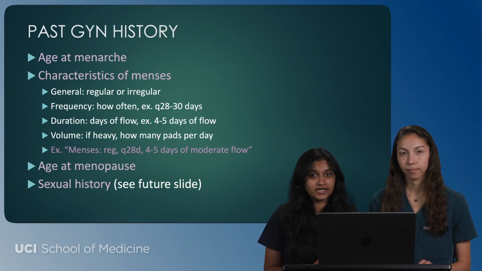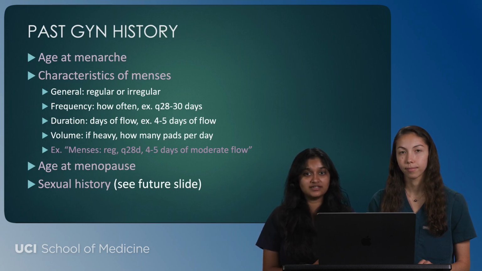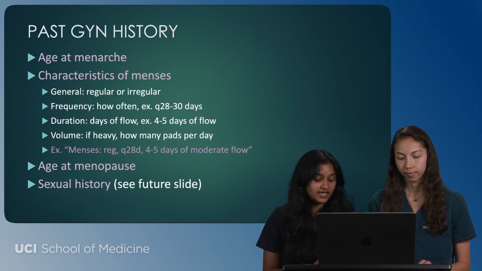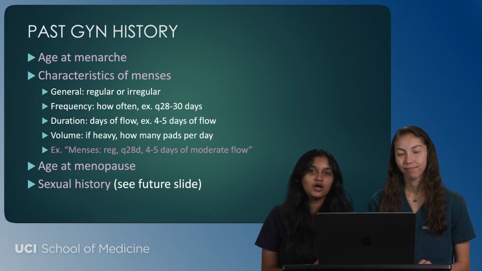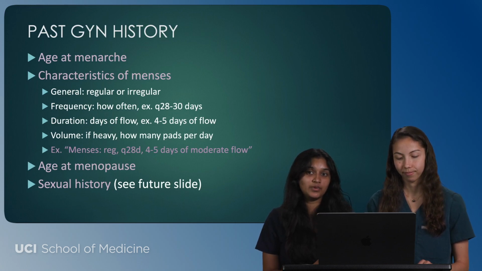Are they having regular or irregular periods? And what is their definition of regular? Is it every 28 days, every 30 days, every 60 days? And how many days do their periods last? How many days of flow do they have? And how heavy are these flows? And that last question might be a little awkward to ask, but we quantify it by asking how many pads or tampons they use in a day and whether these pads are completely saturated when they decide to change them.